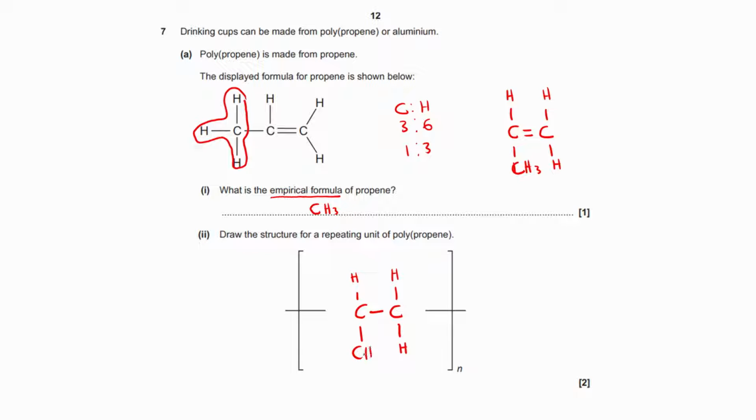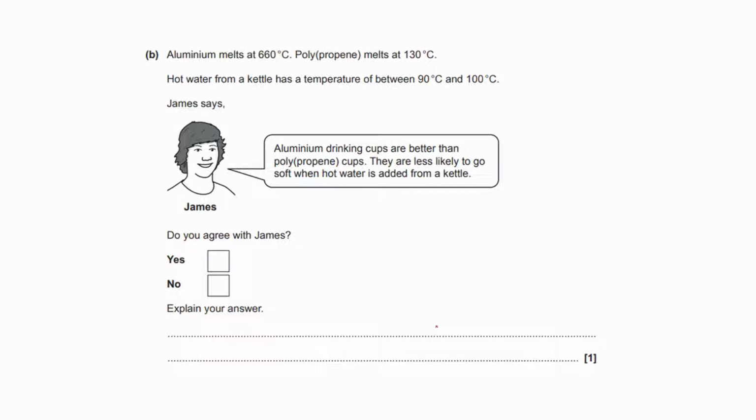So this is your repeating unit, and obviously we have these bonds at either end of the repeating unit already drawn for you, and n just shows it can be repeated any number of times. Now you could have written CH3, or instead you could have drawn all the bonds here. That would have been fine, and the mark scheme also says you could have had this CH3 group anywhere around this molecule.